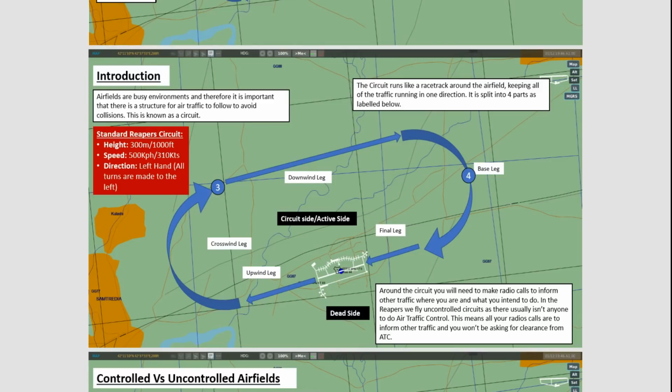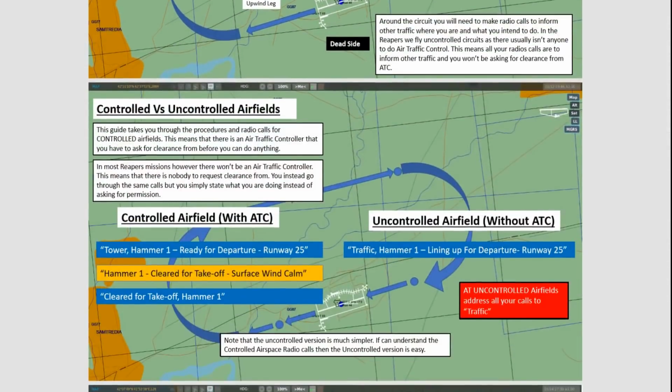We also have two other things, the circuit and dead sides of the runway. So these are important when you're joining and leaving the circuit, in that the circuit side is where the circuit is and the dead side simply where it isn't. Excellent. So we'll just move on to controlled versus uncontrolled airfields.